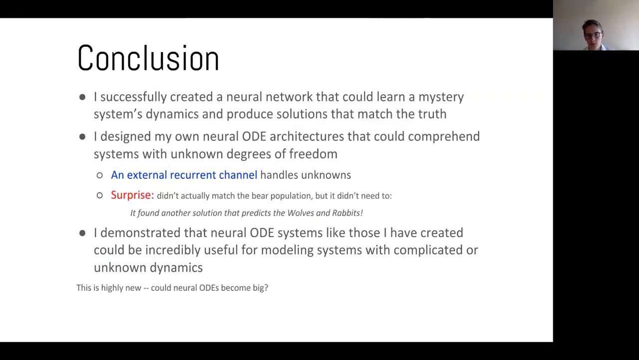So in conclusion, I've successfully created a neural network that can learn to model systems with unknown equations and, in fact, unknown parameters and completely unknown components and variables. So I've demonstrated that this could be extremely useful to systems that we don't fully understand. Even if there's a whole underlying variable that we don't even know about, we can still model it and learn the physics like this.